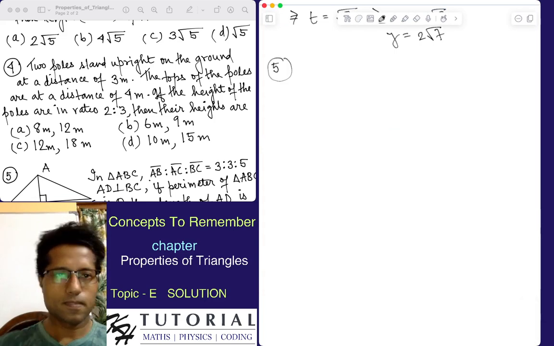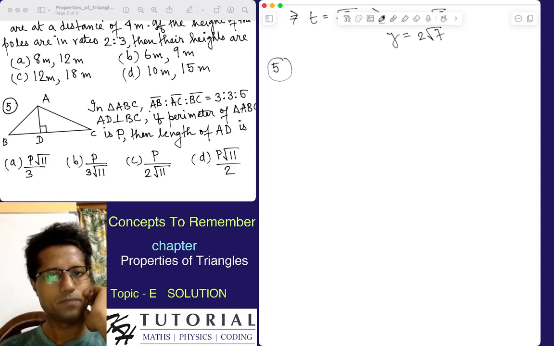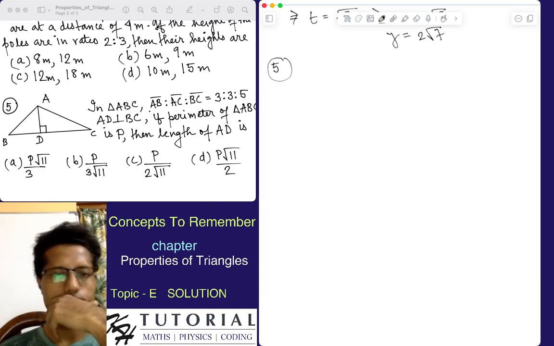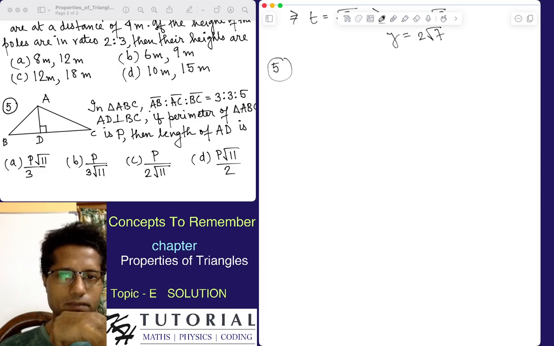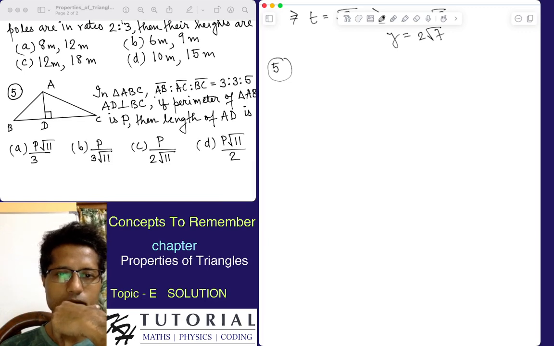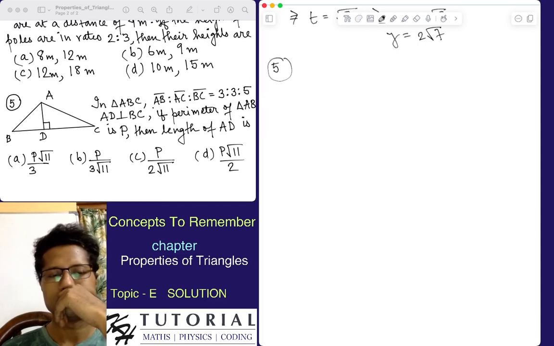Okay, 5 is the last problem. So in triangle ABC, it is given AB is to AC is to BC is 3 is to 3 is to 5. AD is perpendicular to BC. If the perimeter of triangle ABC is P, then the length of AD is, okay, length of AD.